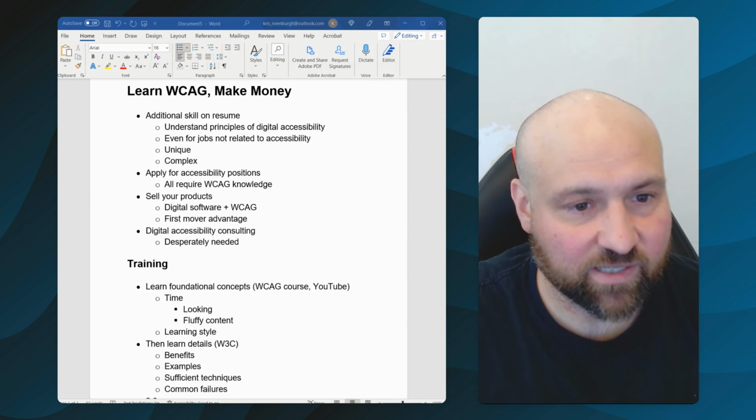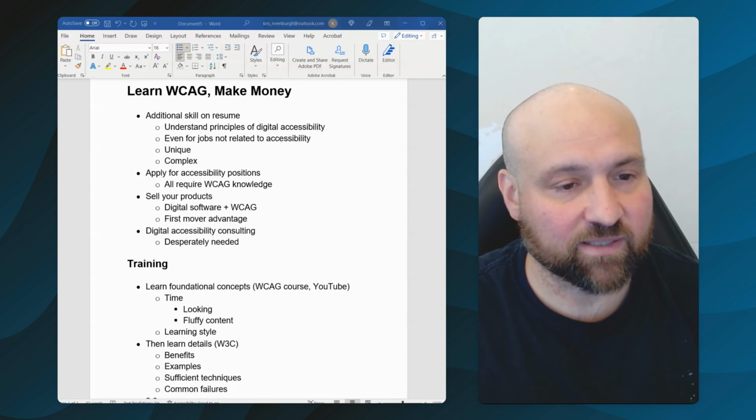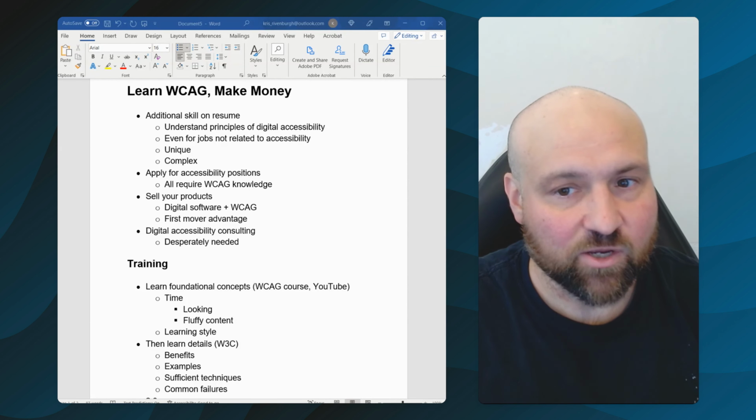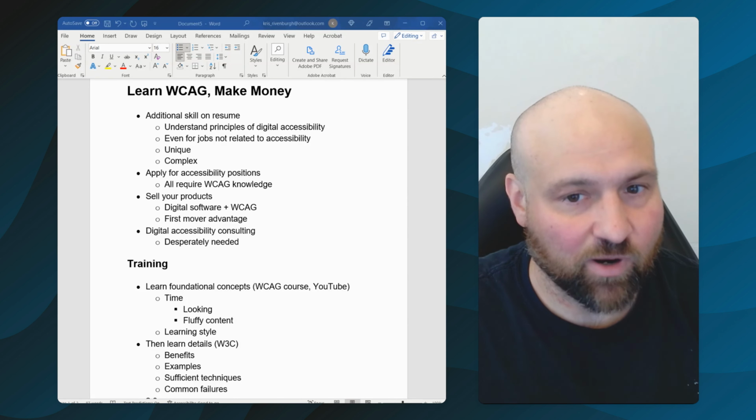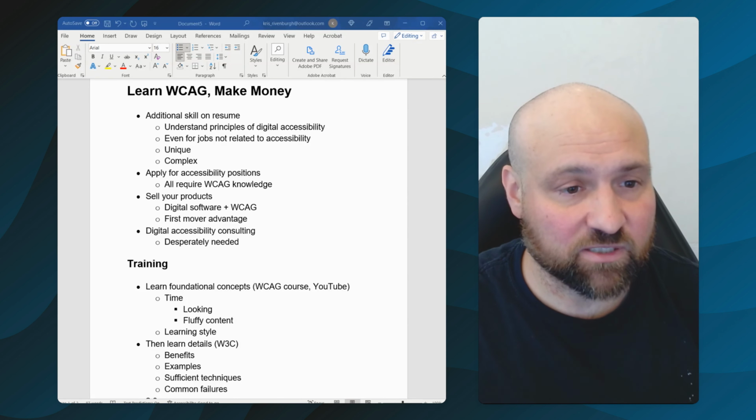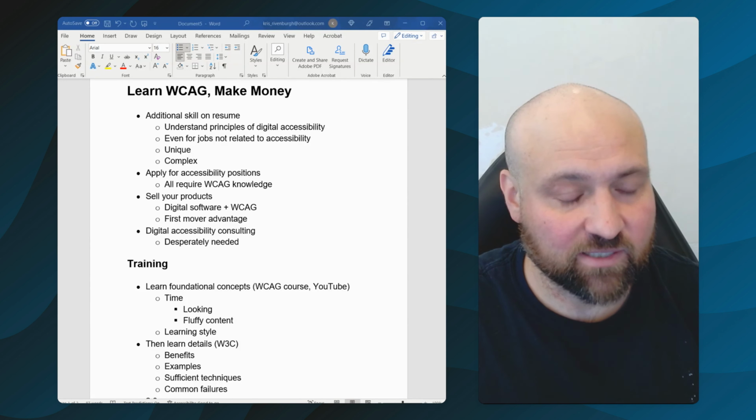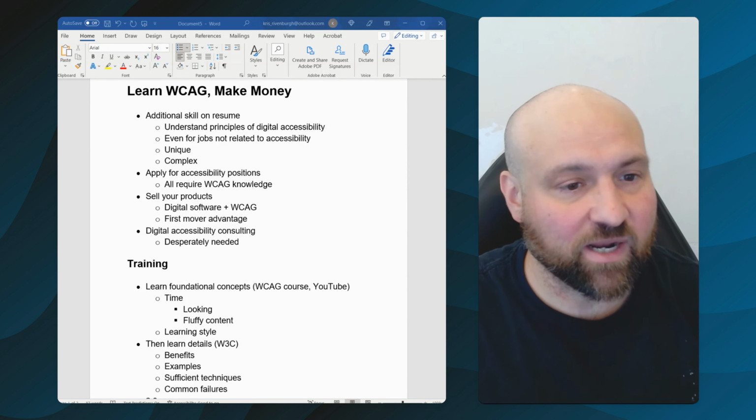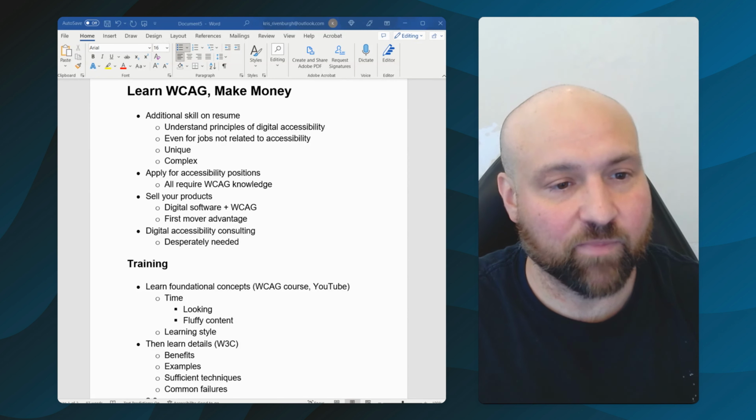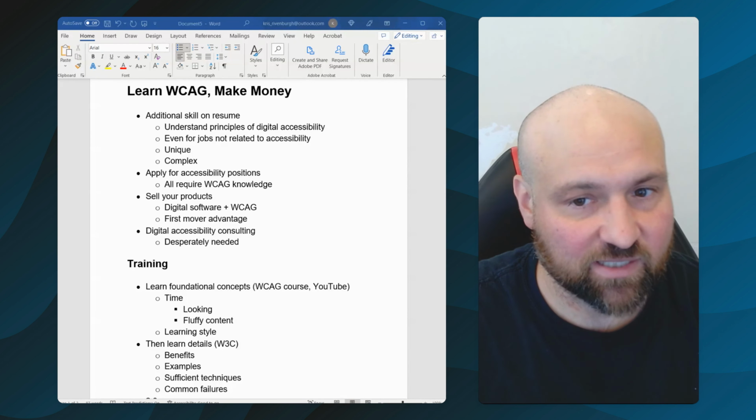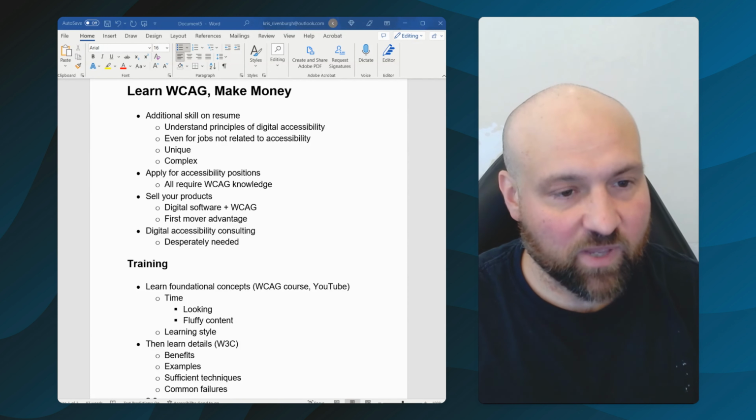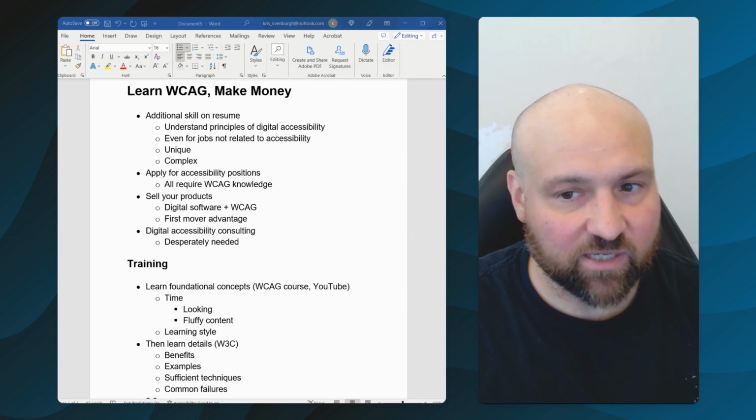principles of digital accessibility, because the Web Content Accessibility Guidelines are specific for the web, but the principles apply to digital assets across the board. So when you understand the Web Content Accessibility Guidelines, you have a very good understanding of digital accessibility. You may not know the specifics. For example, you may not know how to make an Excel spreadsheet accessible, but you understand the principles of accessibility. So this can help even for jobs that are unrelated to accessibility.